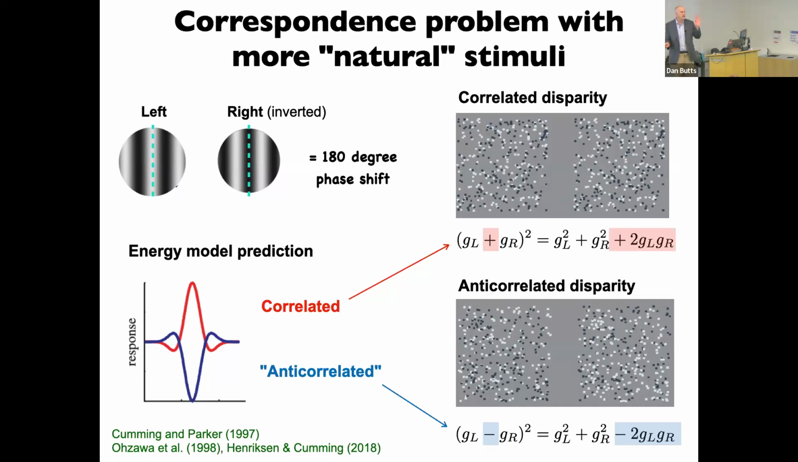There's no point in real life where you would actually see an anti-correlated image. In other words, the same image in one eye inverted. It would turn white to black and black to white. It would look very strange.